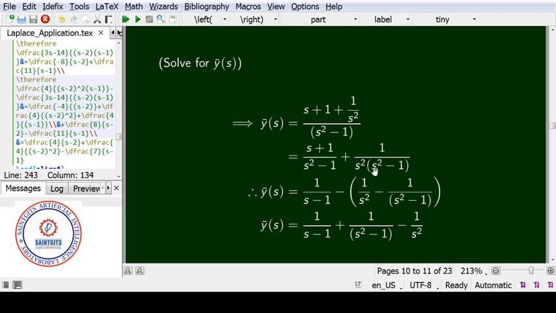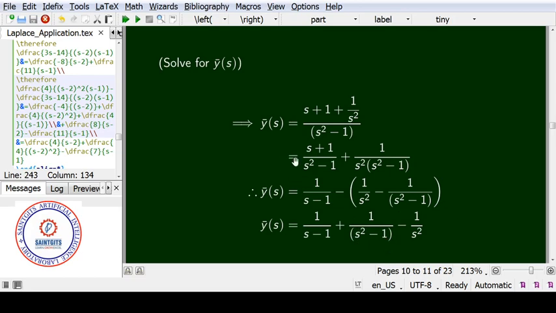Now I again use that tricky method to split into partial fractions. Numerator is 1, denominator contains 2 factors, and their difference gives a constant. So the idea is minus of 1 by the difference between these two terms, that is 0 minus minus 1, that is plus 1. So minus 1 by 1, then 1 by first factor, 1 by s square, minus 1 by second factor, 1 by s square minus 1. Then we multiply this entire expression in the bracket by negative. So minus of 1 by s square here, minus of minus 1 by s square minus 1, that is plus 1 by s square minus 1 here.